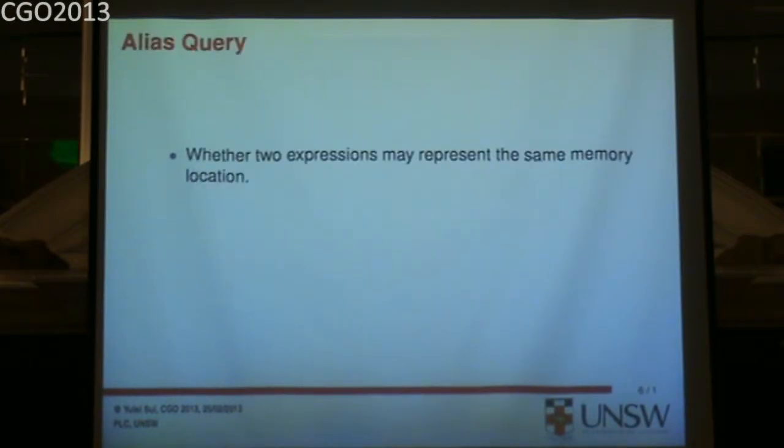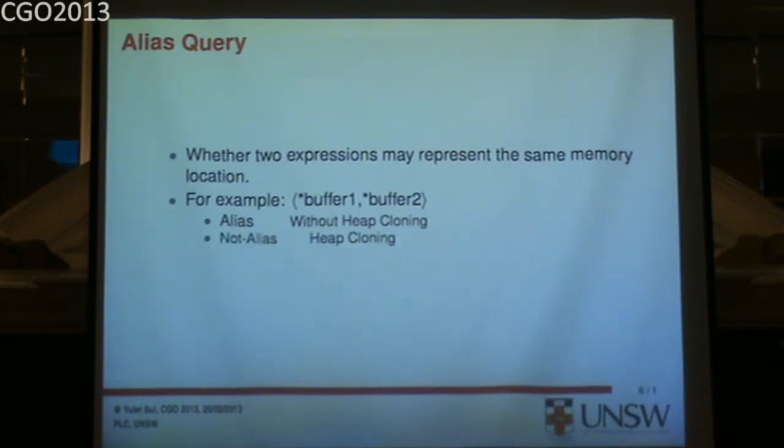What is an alias query? An alias query contains a pair of expressions to be asked whether they may represent the same memory location or not. Remember that we have buffer 1 and buffer 2. This query asks whether they dereference the alias or not. If we do not perform heap cloning, the query is not answered positively. They may reference the same memory location. However, if we perform further cloning, we can see from the previous example that they are distinguished, so the query is answered positively.